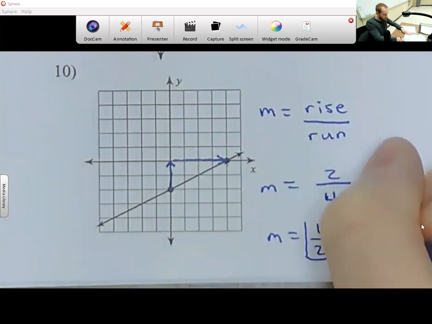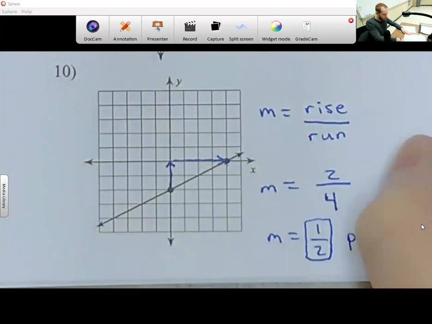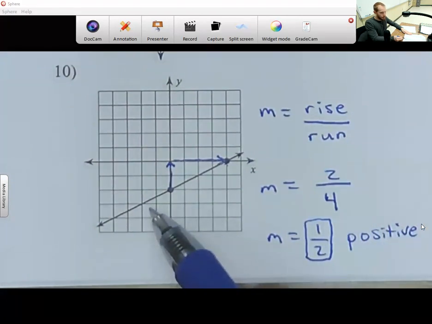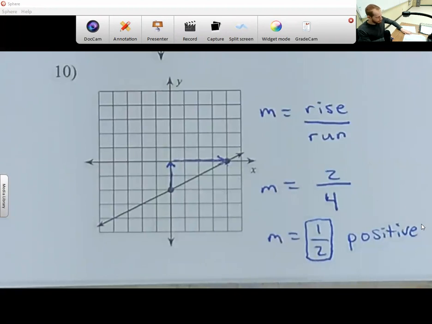Notice that 1/2 is a positive fraction. So this is going to have positive slope. So the line is going up as you go from left to right. So that's another way you can find slope. You can use rise over run. So there are two ways you can find slope using a graph. You can use the y2 minus y1 over x2 minus x1, or you can use rise over run. They're going to get you the same answer regardless. Okay?